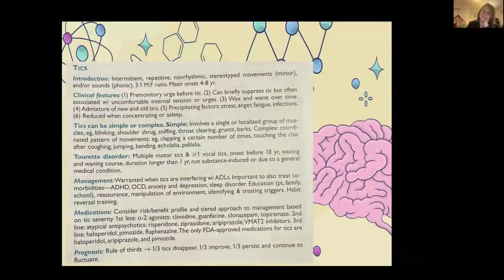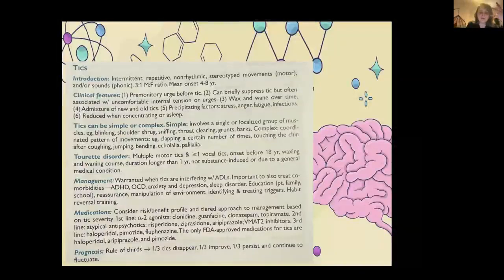Okay, so the last part of this presentation is going to be discussing tics, and it's fairly common, so I thought it's important for you to have a bit of information about it. Tics are mainly intermittent, repetitive, non-rhythmic, stereotyped movements and sometimes sounds. The male to female ratio is 3:1, so we see it more in males, and the mean onset is usually early on, at 4 to 8 years old.